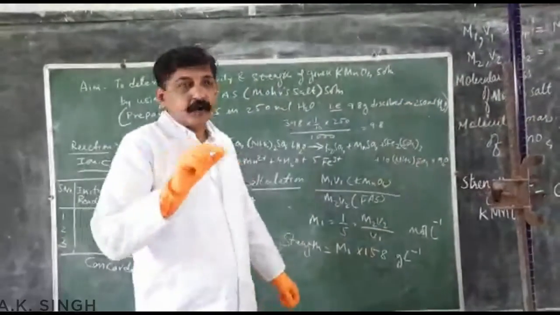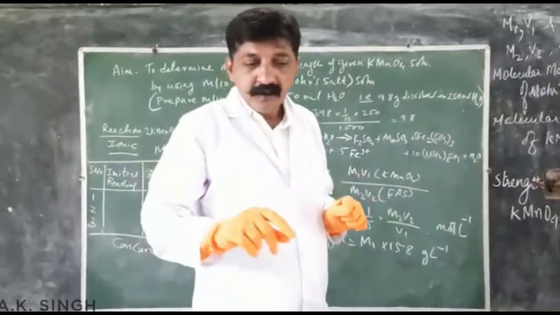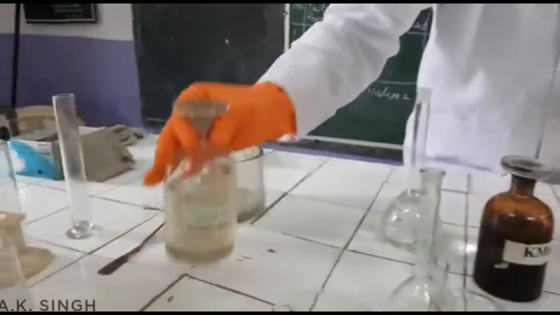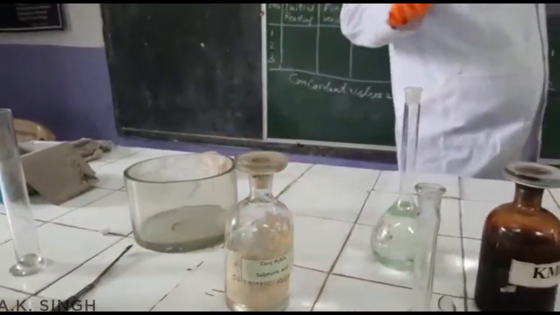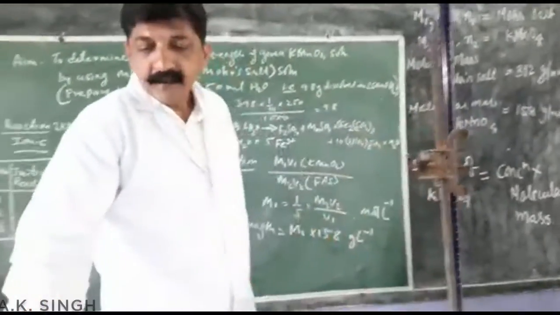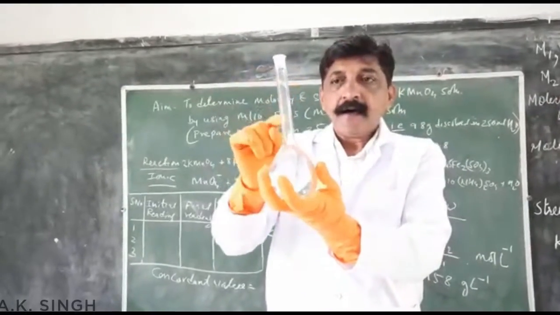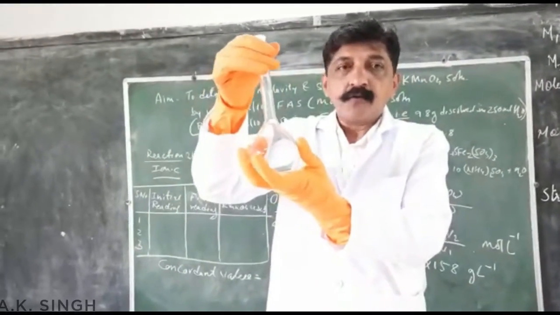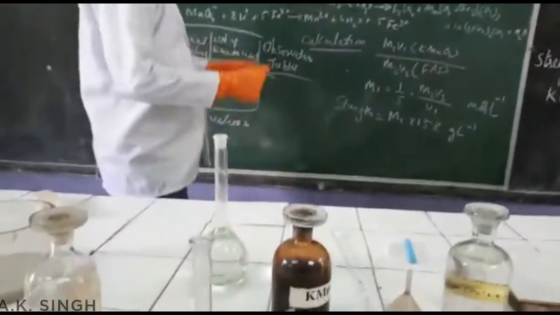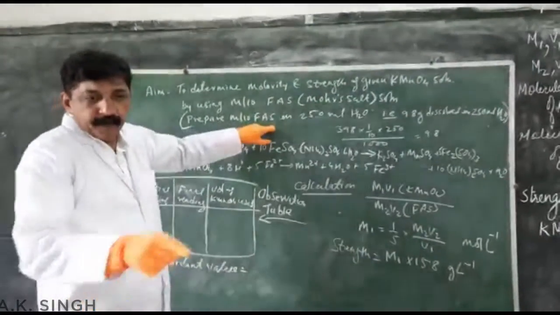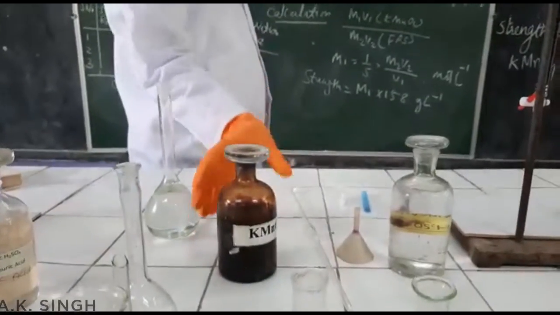Water. But before dissolving 9.8 gram FAS salt, you have to use concentrated sulfuric acid. Make a paste by dissolving it in it, and then add 250 ml water in a standard volumetric flask. I have prepared up to this level. This is the 250 ml prepared FAS solution. Now, once this solution is prepared, you have to calculate the molarity and strength of the KMnO4 solution.